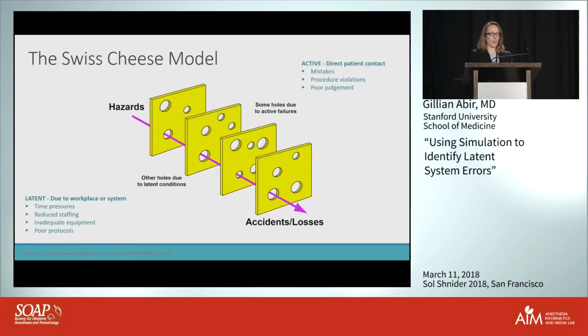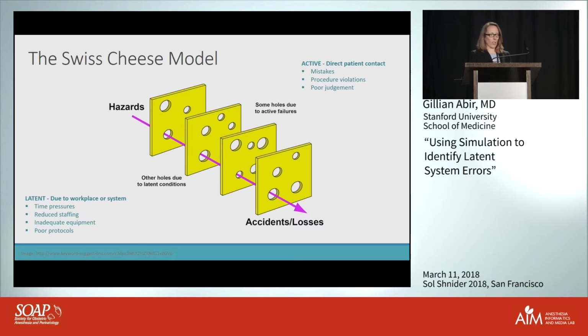So the Swiss cheese model. So this, hopefully you've all seen this type of image before, and it's a way of depicting latent errors and active errors. So a latent error is due to a workplace or system error from the organization. And these can be time pressures, reduced staffing, inadequate equipment, or poor protocols. Active errors are such things as human errors, and these directly affect patients through direct patient care.